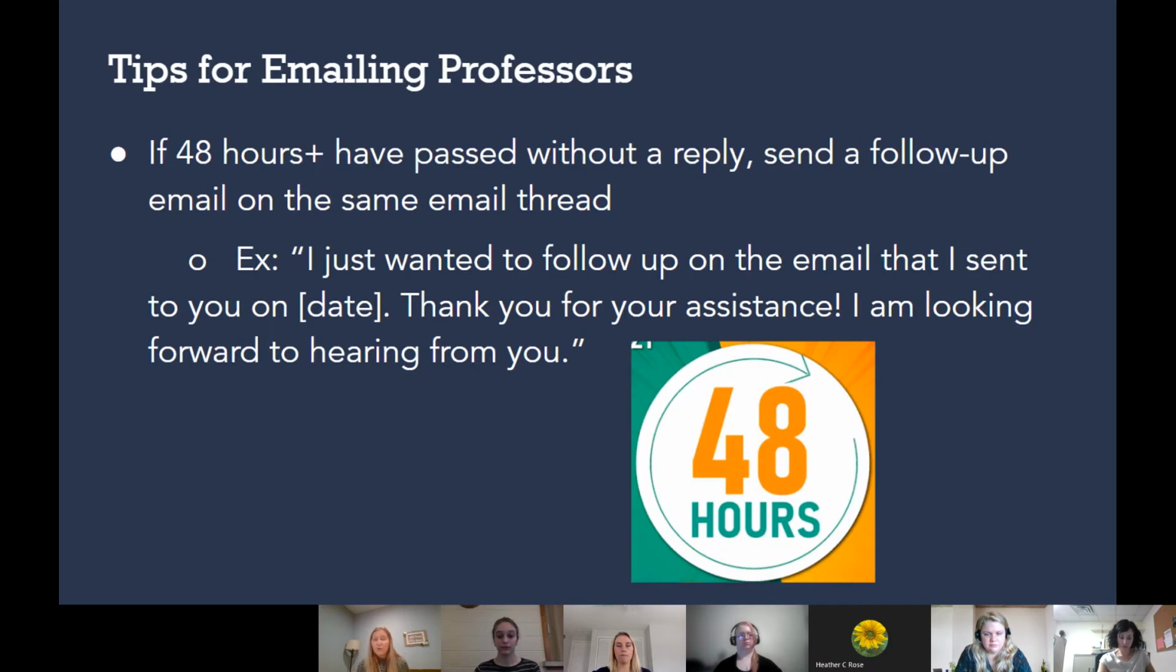However, if more than 48 hours have passed without a reply, send a follow-up email on the same email thread. To do this, you would go to your sent mail and you would find the email that you previously sent to your professor and respond to that email. You would simply click reply. We do this to help the professor find the information quickly and to not inconvenience them in any way.